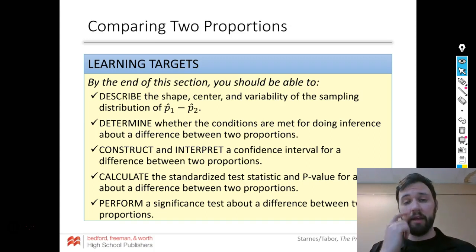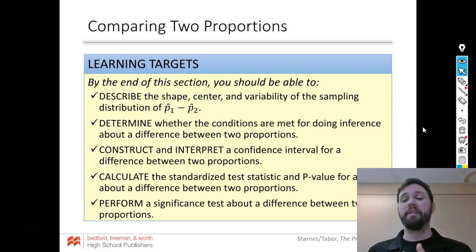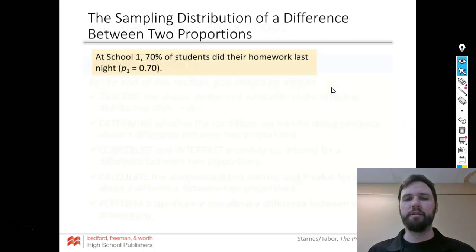the difference between them. We're going to look at sampling distribution, determine conditions are met, construct and interpret confidence interval, calculate test statistic and p-value, and perform significance tests. This is kind of like a culmination of everything we've done so far. It's a good review. So let's talk about what this means. Or should I say what this proportions?